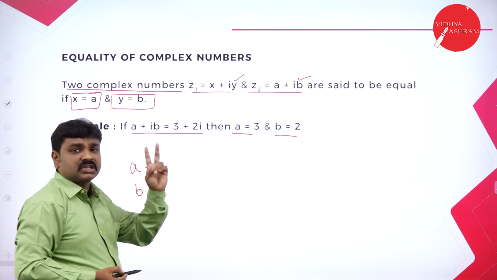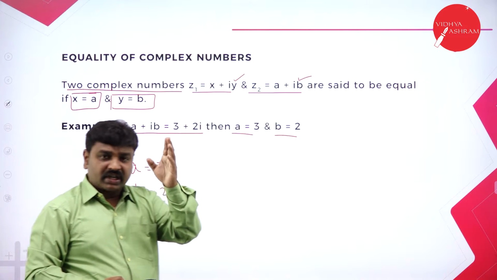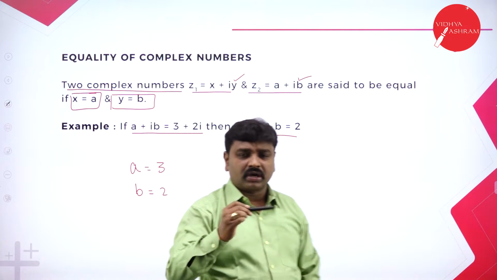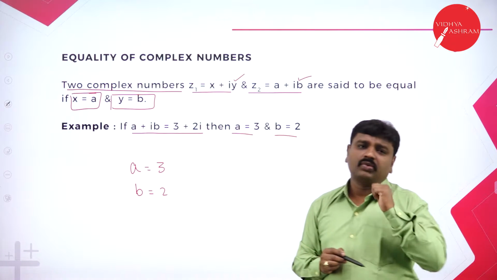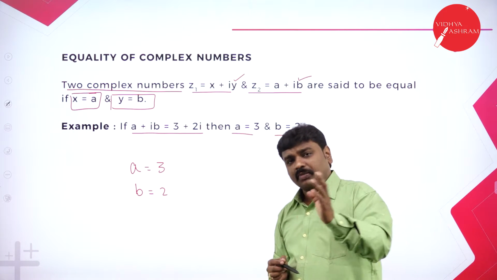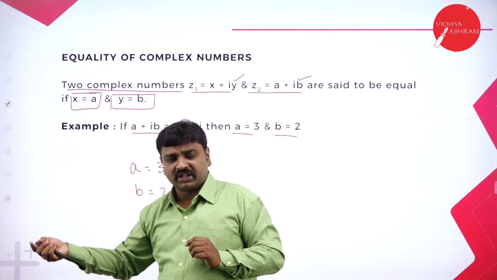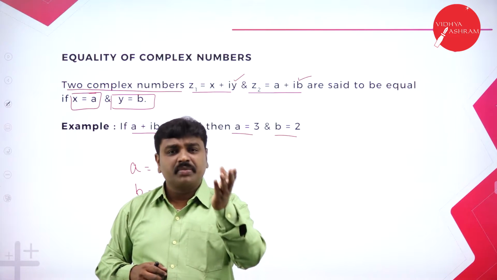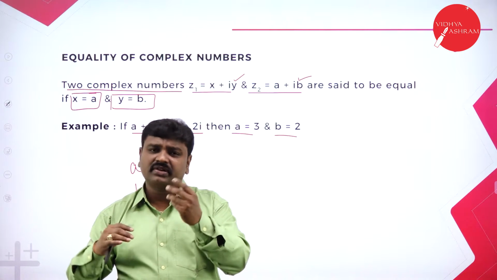If two complex numbers are equal, then their real parts should be equal separately and their imaginary parts should be equal, and vice versa. If the real part of one complex number is equal to the real part of the other and the imaginary part of one is equal to the imaginary part of the other, then they are equal.